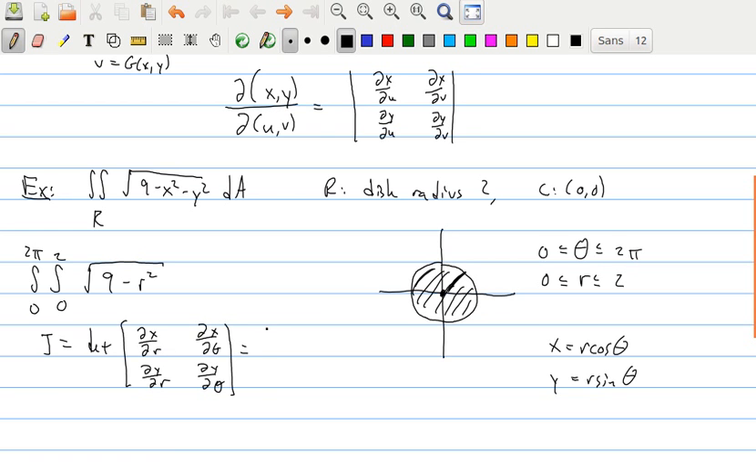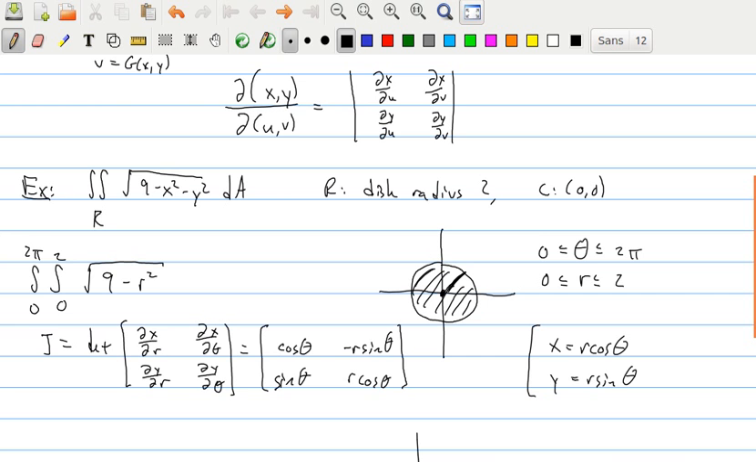So if we evaluate those derivatives, now here are the functions that we have. The partial of x with respect to r is cosine theta. The partial of x with respect to theta is negative r sine theta. And then the bottom row, the y partials. The partial of y with respect to r is sine theta. And the partial of y with respect to theta is r cosine theta.